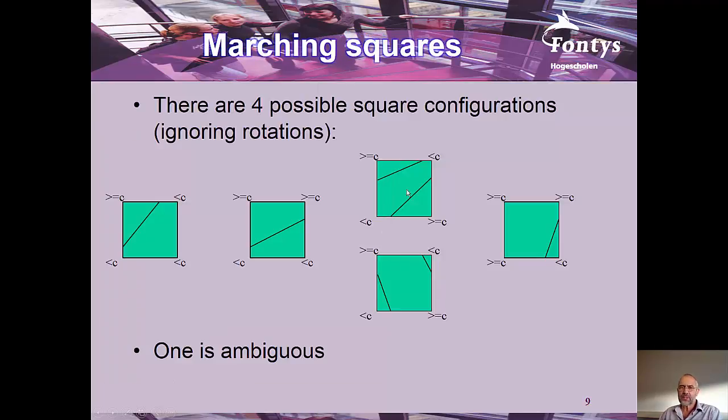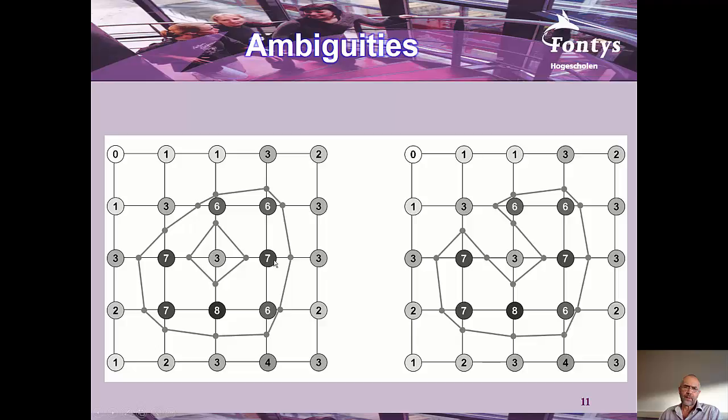A situation where the ambiguous case also occurs, so 2 values higher opposite each other and 2 values lower opposite each other, is, for example, here in this square here. We have 6 and 7 higher than 5, opposite each other, and 3 and 3 lower than 5, also opposite each other. And here we don't know. As I said, we don't know. It could be this, or it could be this. Again, you cannot know. You just have to make a choice and hope that it's right. The iso contour could be this one and a circle around the 3, or it could be this. So that's an ambiguous case. We cannot avoid it.